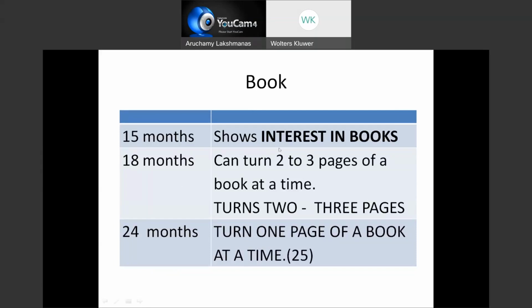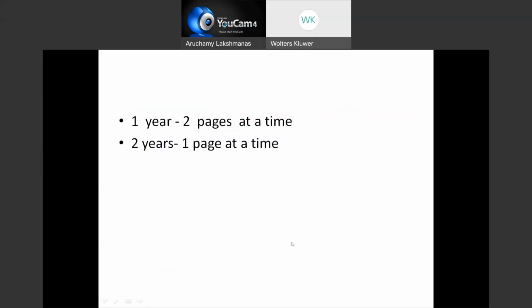At 15 months it will show interest in books. At 18 months it can turn 2 pages of a book at a time, 2 to 3 pages. By 2 years, as I told you already, 1 page of a book at a time. So this is handling a book. 1 year, 2 pages at a time. 2 years, 1 page at a time.